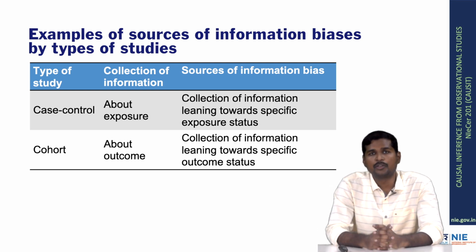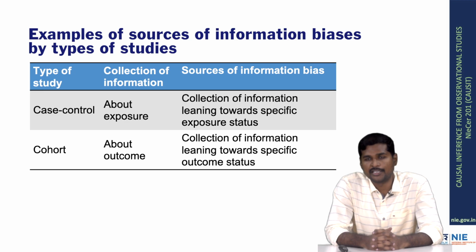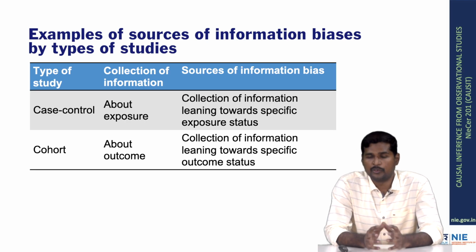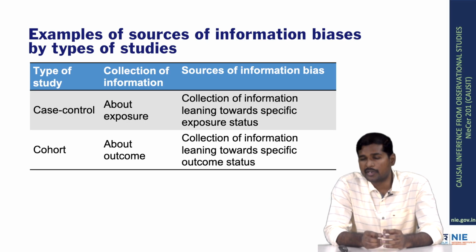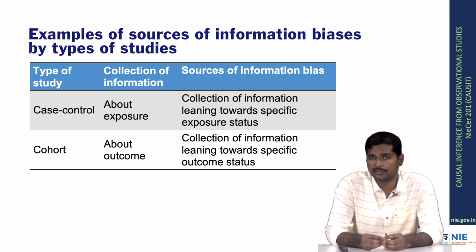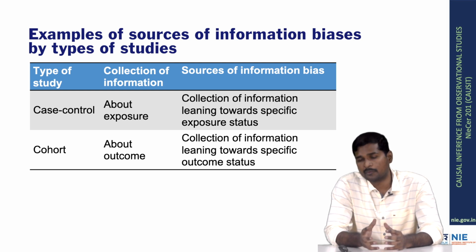So let us look at an example of a case control study and a cohort study where we are collecting information about exposure and outcome respectively. So what are the sources of information bias that can happen in a case control study? If you are collecting information from a case or a control leaning towards a specific exposure status, that is, you know that a particular person is a case that is affected by the disease, and you try to extract more specific information about exposure from that person, and you casually ask the same question from a person who is a control.